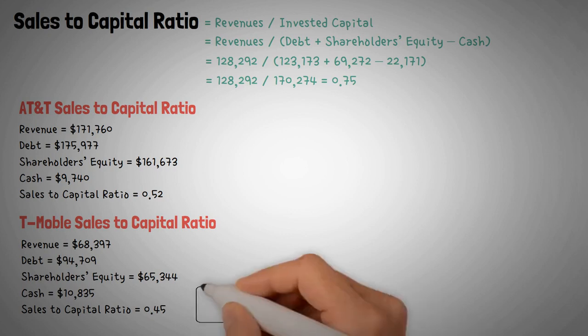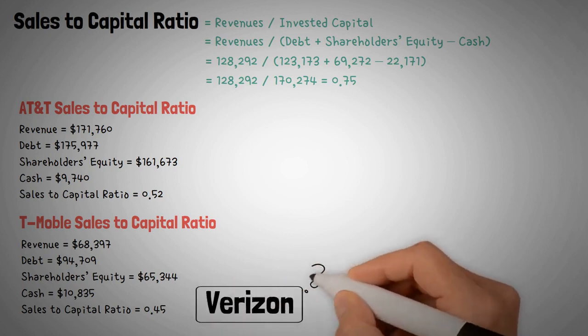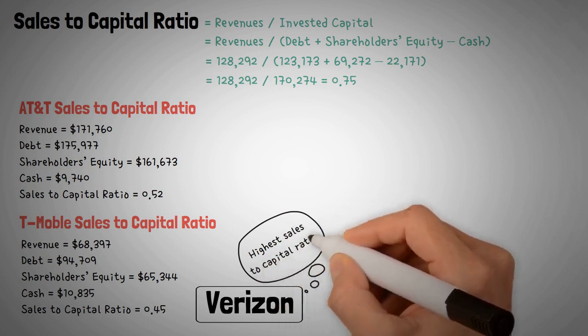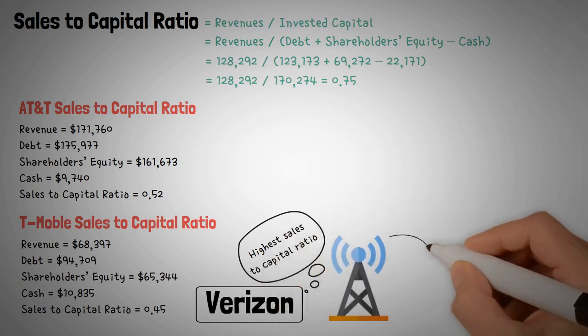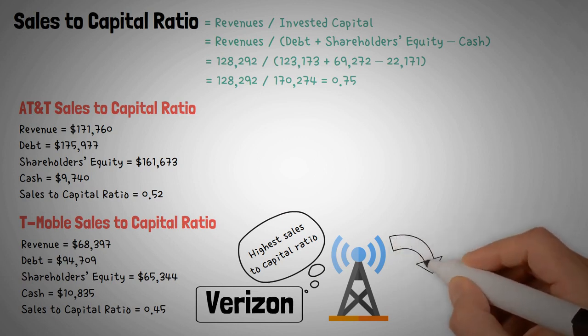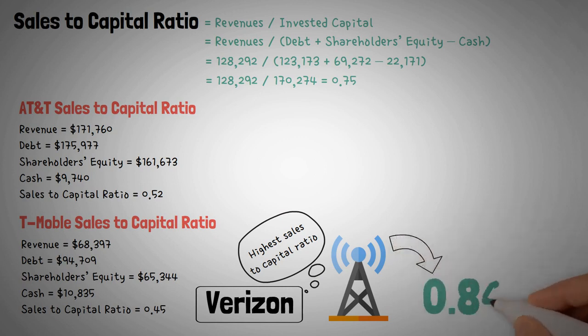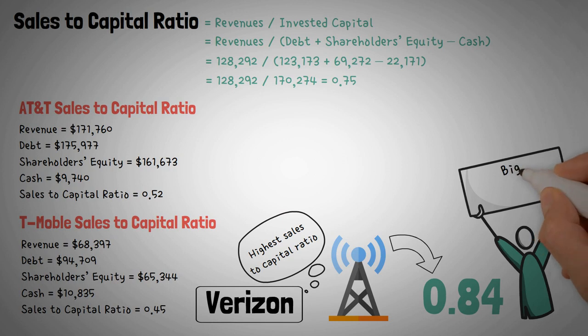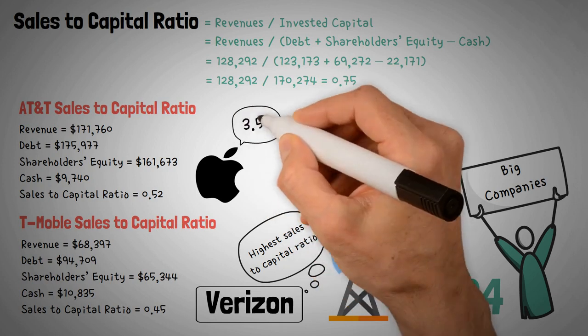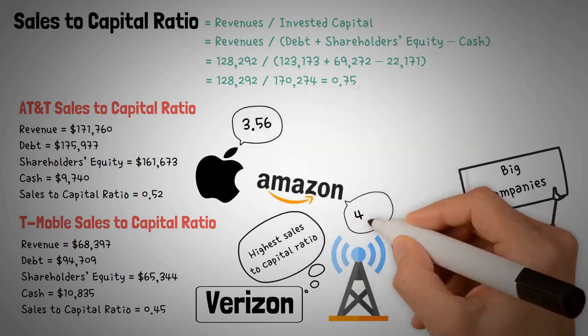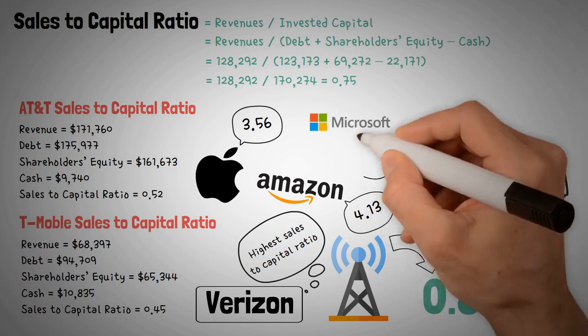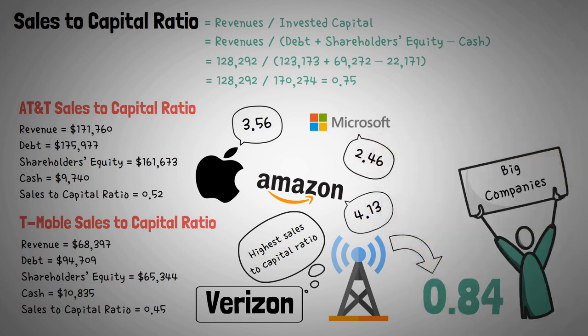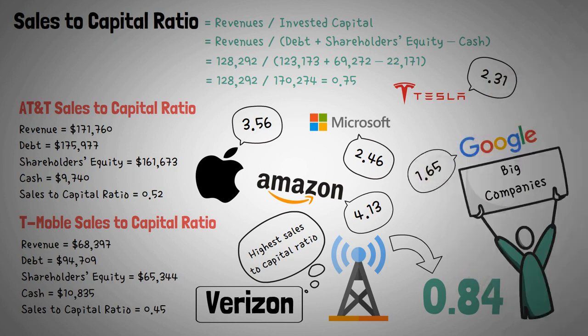We will cover the impacts a little more in this next section, but Verizon carries the highest sales to capital ratio compared to all three of the big telecoms. If we look at their ratios and compare them to the industry average of 0.84, all three are lower than those averages. Let's look quickly at the sales to capital ratio of some bigger names in the market, the biggest market caps. Apple, 3.56. Amazon, 4.13. Microsoft, 2.46. Tesla, 2.31. Google, 1.65.